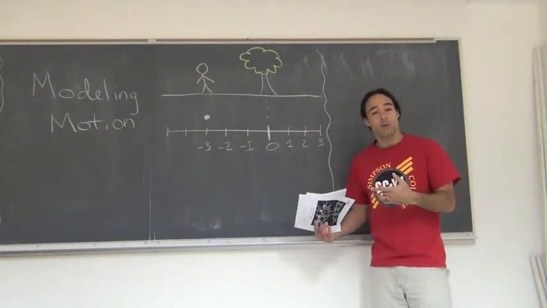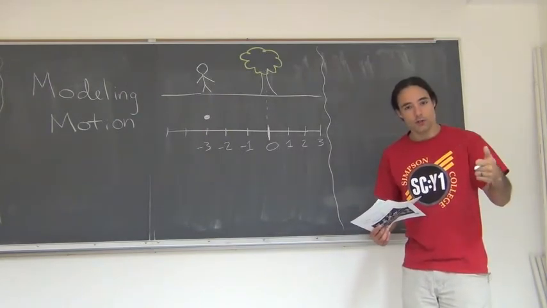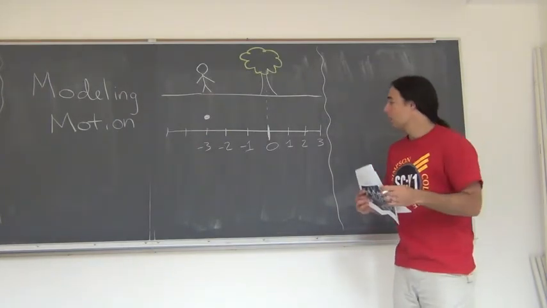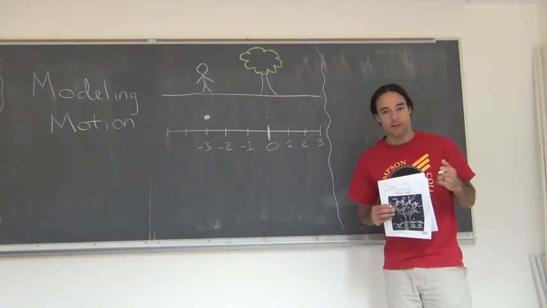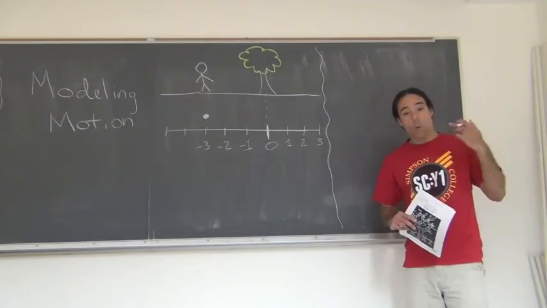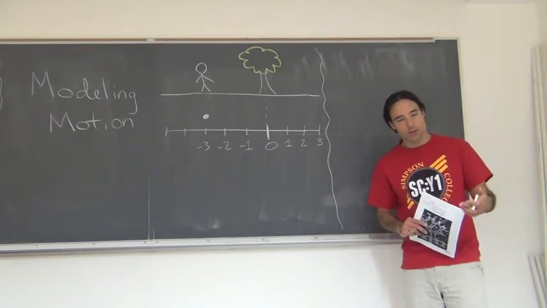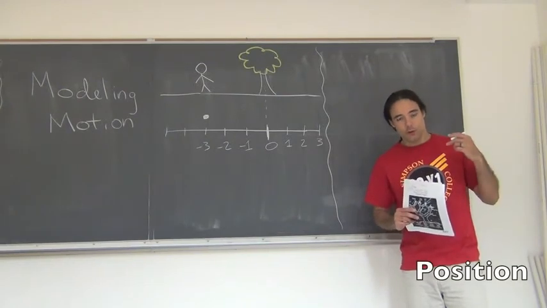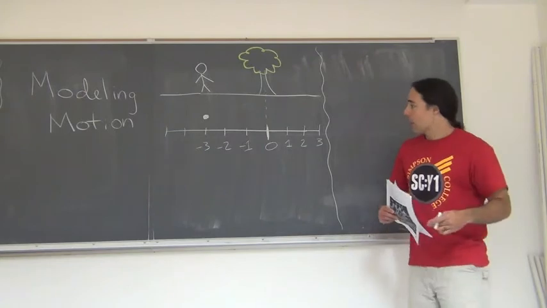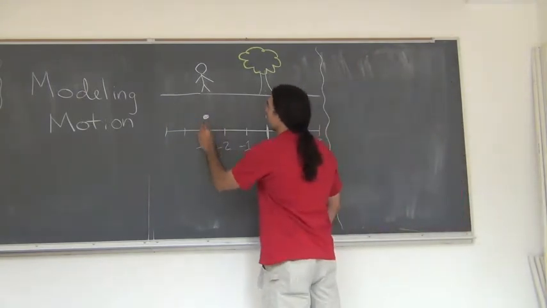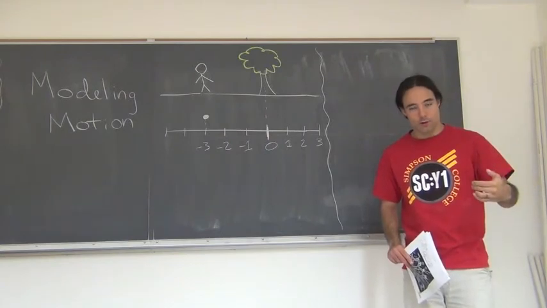Again, it's completely arbitrary, but we do want to define both our origin and our coordinate system in order to accurately measure and define where my object is at any given time. One of the main physical quantities we're going to be concerned with when describing motion is the position. So position is just where I am at any given time. Now at the moment, we can see my person's position is negative 3 meters away from the origin.